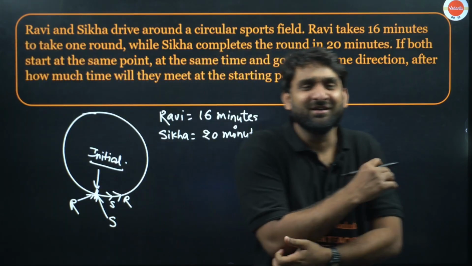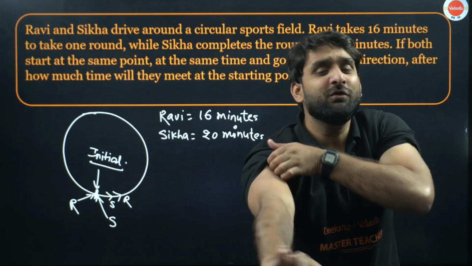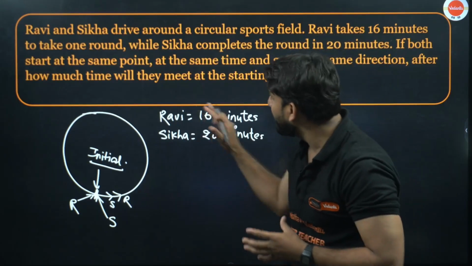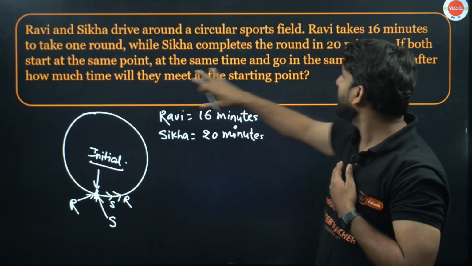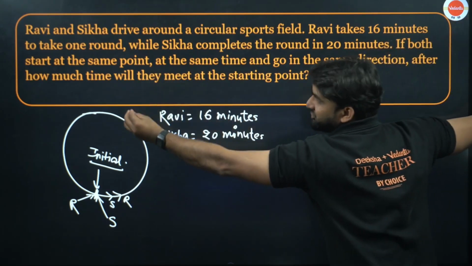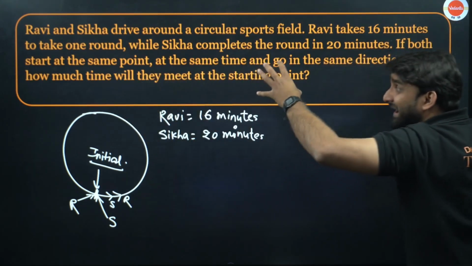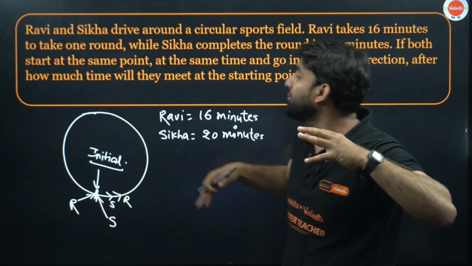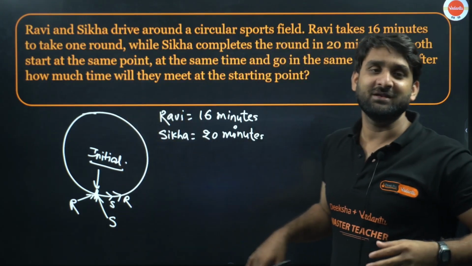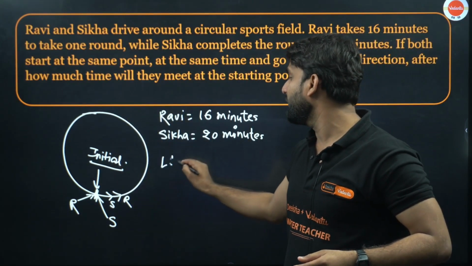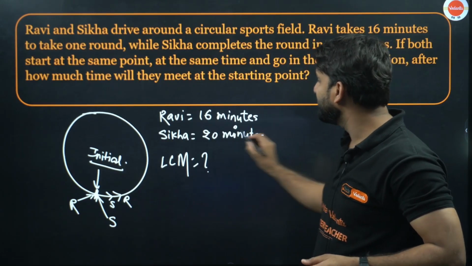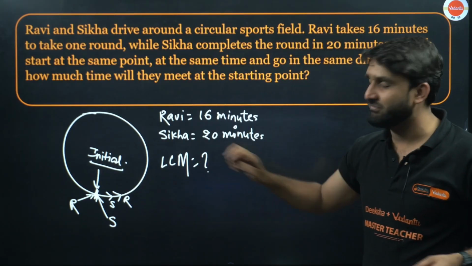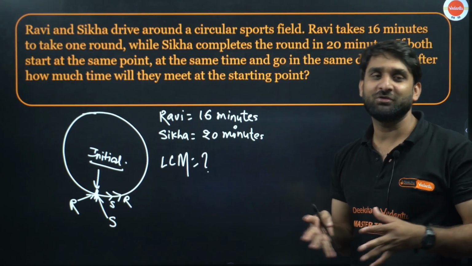It means we want to calculate the number which can be divided by this and which can be divided by this, because we want to calculate after how much time they will be meeting again at the starting point. So basically in this question, we are looking for a number which comes in the multiples of 16 and in the multiples of 20, and that will be the LCM. So find out the LCM here.